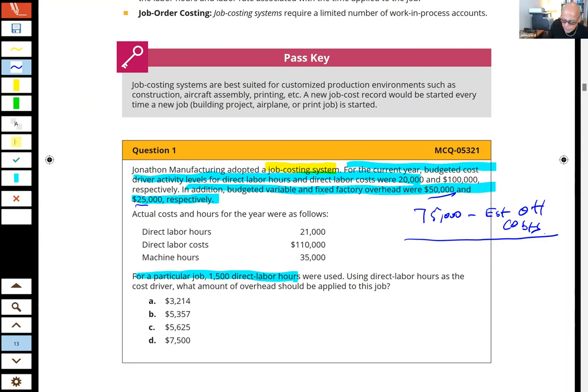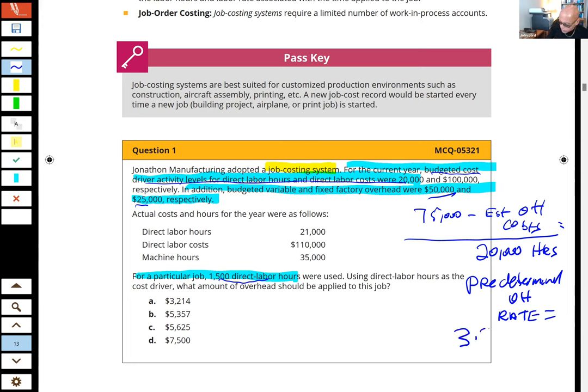And then we need to divide that by what? By the budgeted, the estimated driver here, which we can see from down here, they want us to use direct labor hours. So we take that 20,000 hours, divide it, and we come up with what I'm calling the predetermined overhead. In this case, the predetermined overhead equals $3.75 per direct labor hour, right?